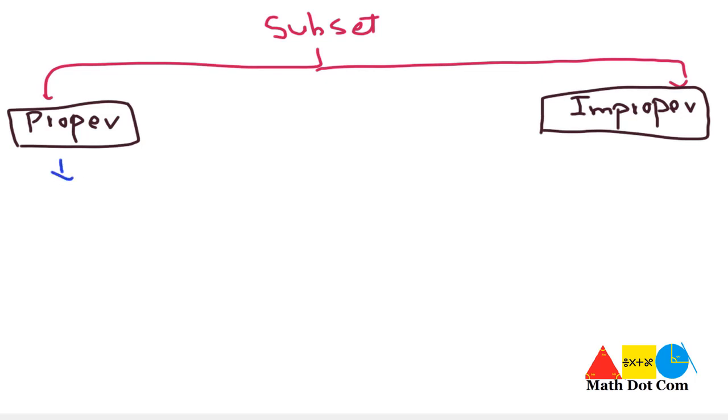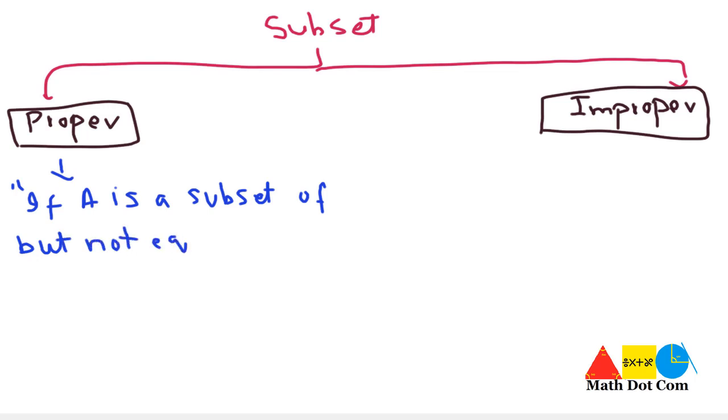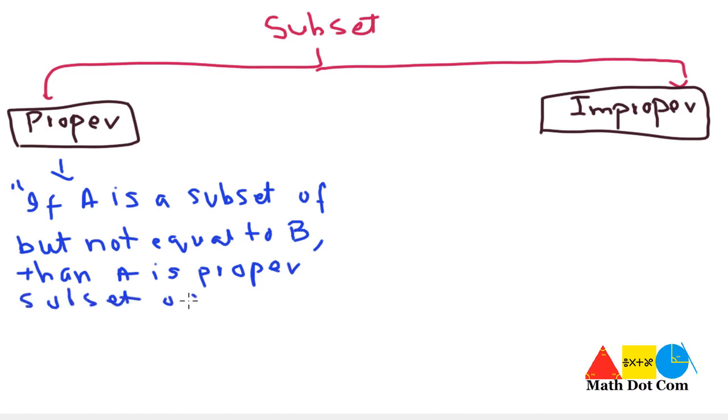They differ in that a proper subset is stated as: if A is a subset of but not equal to B, then A is a proper subset of B. Its notation is A is the proper subset of B.